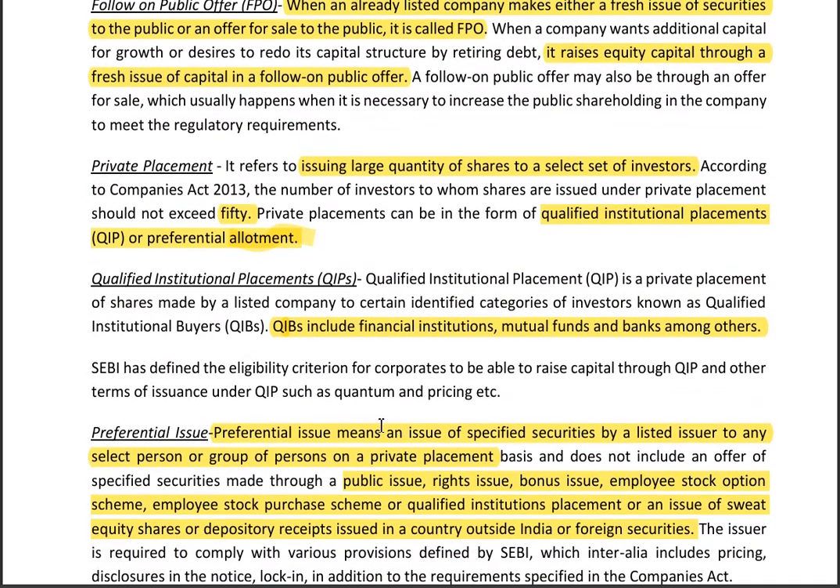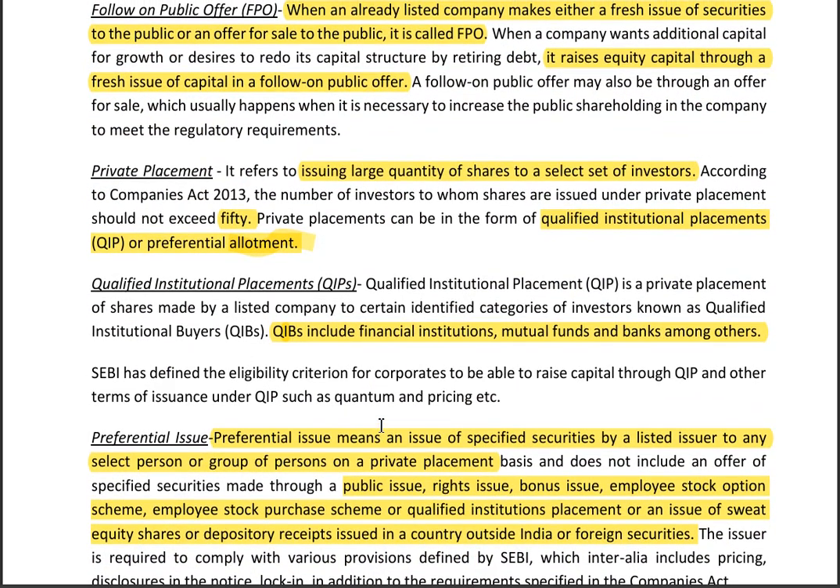They can also come through a private placement. This refers to companies issuing a large quantity of shares to a set of investors of their choice. Under a private placement, it should not exceed 50 people. These investors may be QIBs or professionals.